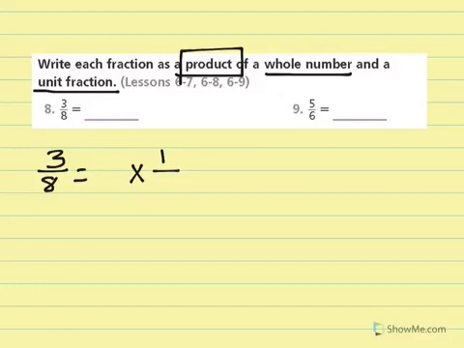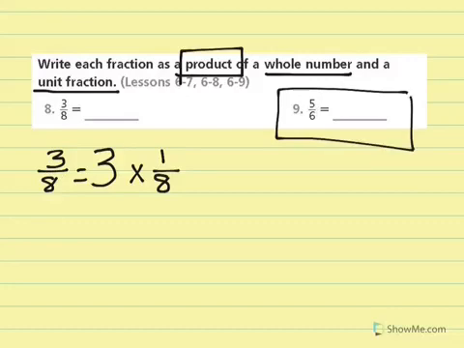So I'm looking at 3/8. And I'm thinking, okay, my denominator is an 8, so I must be multiplying 1/8. If I have 3/8, I must have to multiply it by 3. Does that make sense? All right, so I'm going to pause the video and let you guys write 5/6 as a product of a whole number and a unit fraction.